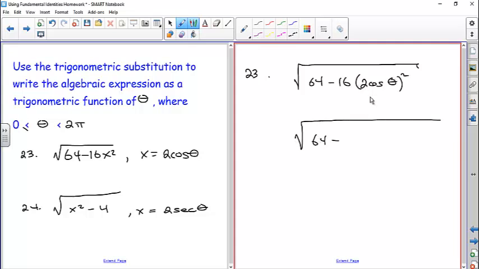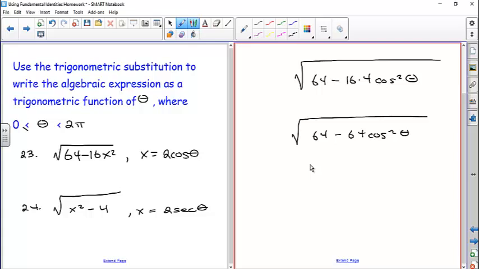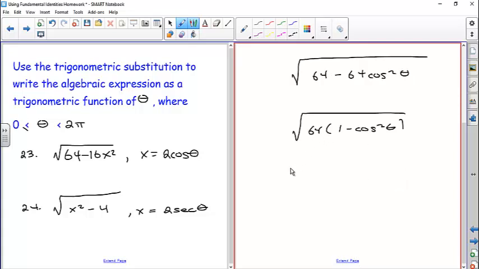Now, 2 squared is 4, so we get 16 times 4 times cosine squared of theta. But 16 times 4 is 64, so we get 64 minus 64 times cosine squared of theta. We can factor out the 64. So it's the square root of 64 times 1 minus cosine squared of theta. And the square root of 64 is 8. And 1 minus cosine squared is the sine squared, that's from the Pythagorean identity. The square root of the sine squared is the sine. So we get 8 sine theta.